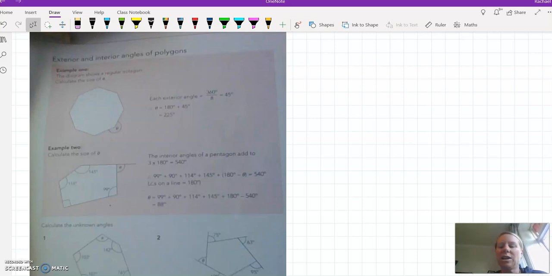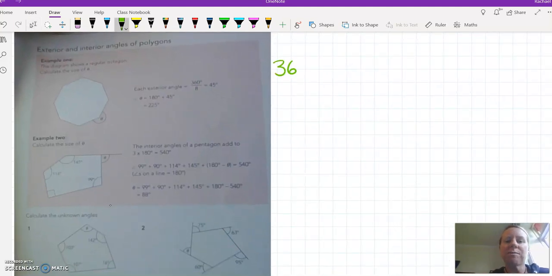All right, so we've got a regular octagon here. All those sides are the exact same length. So all those interior angles are going to be all the same size, as will all of those exterior angles. We talked about the exterior angles. They always add up to 360 degrees.